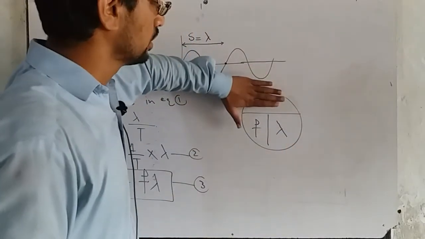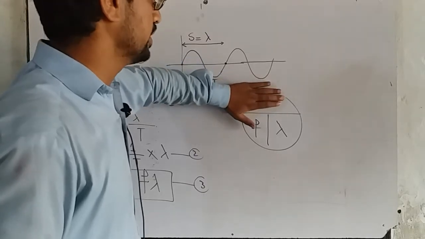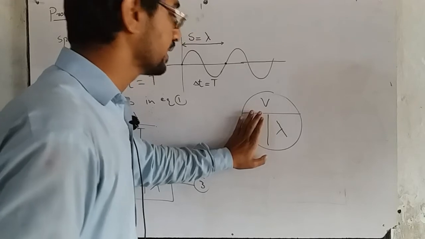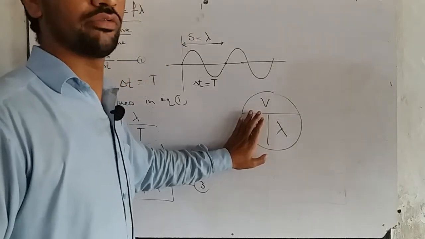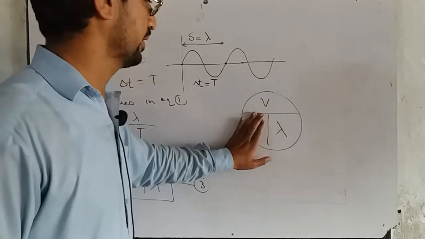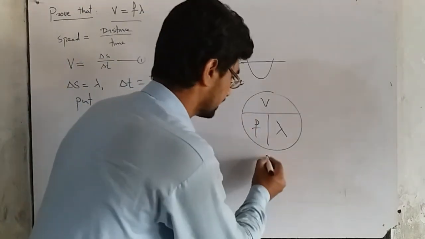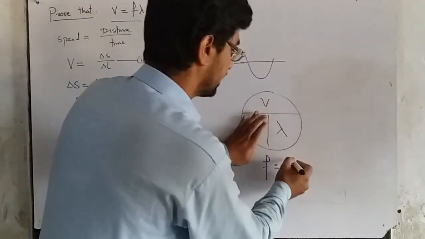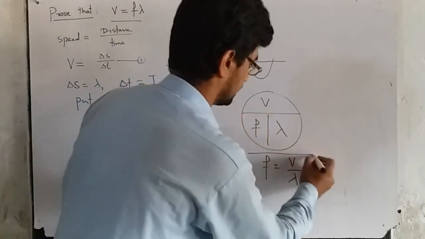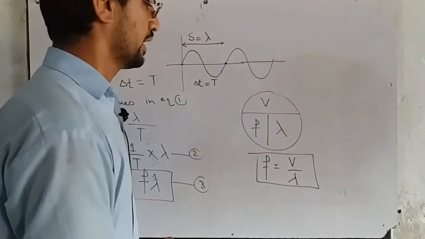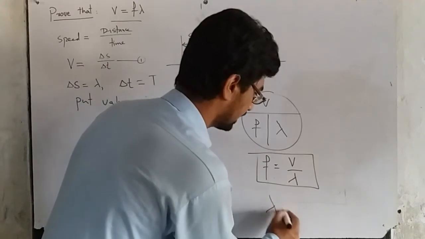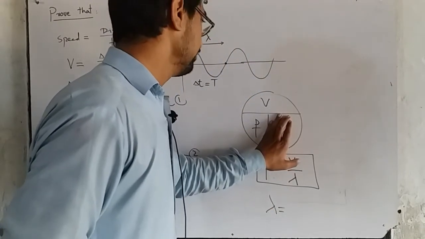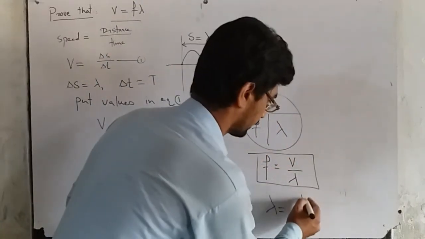From this equation, we will hide V. V will be equal to the product of frequency and wavelength. Now to find frequency, hide f. Then we get an equation whose expression is V divided by lambda. This is the equation for frequency. To find wavelength, hide the wavelength lambda. We get V divided by frequency.